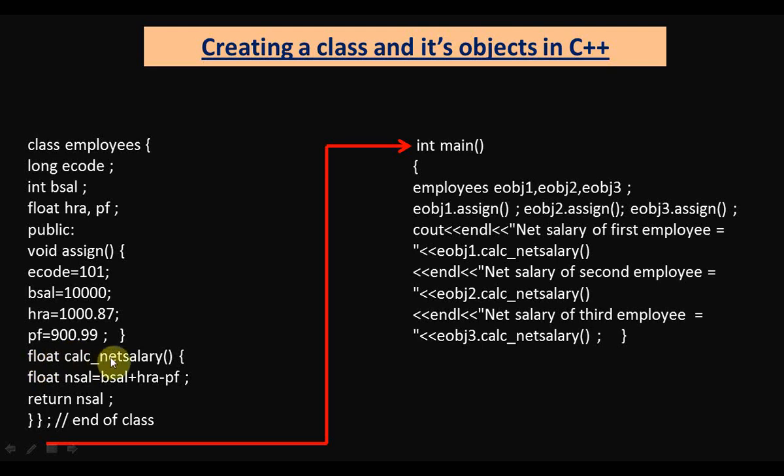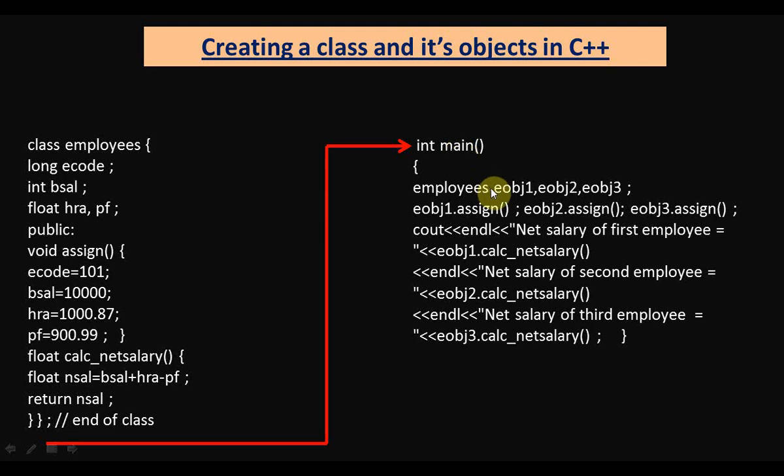And here we have got yet another member function with the name calc underscore net salary. Now calc underscore net salary has the float data type. That means when this function will be called, it is supposed to return a float data type value. Here we have declared this variable ncel. At the same time we have calculated the net salary and assigned to it basic salary plus HRA minus PF. This is the formula to calculate the net salary. Using the return statement, we will return the net salary back to the location where this function has been called from.